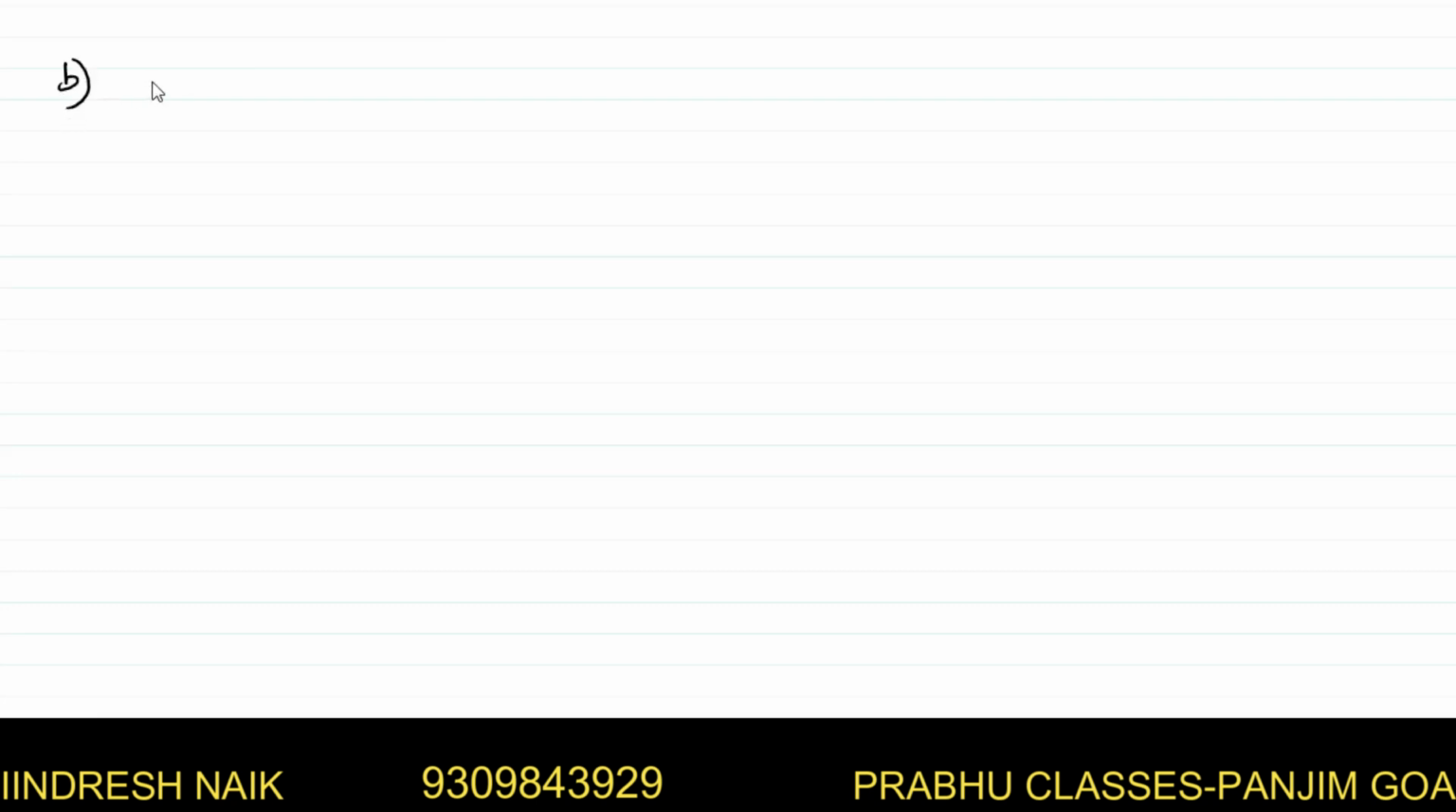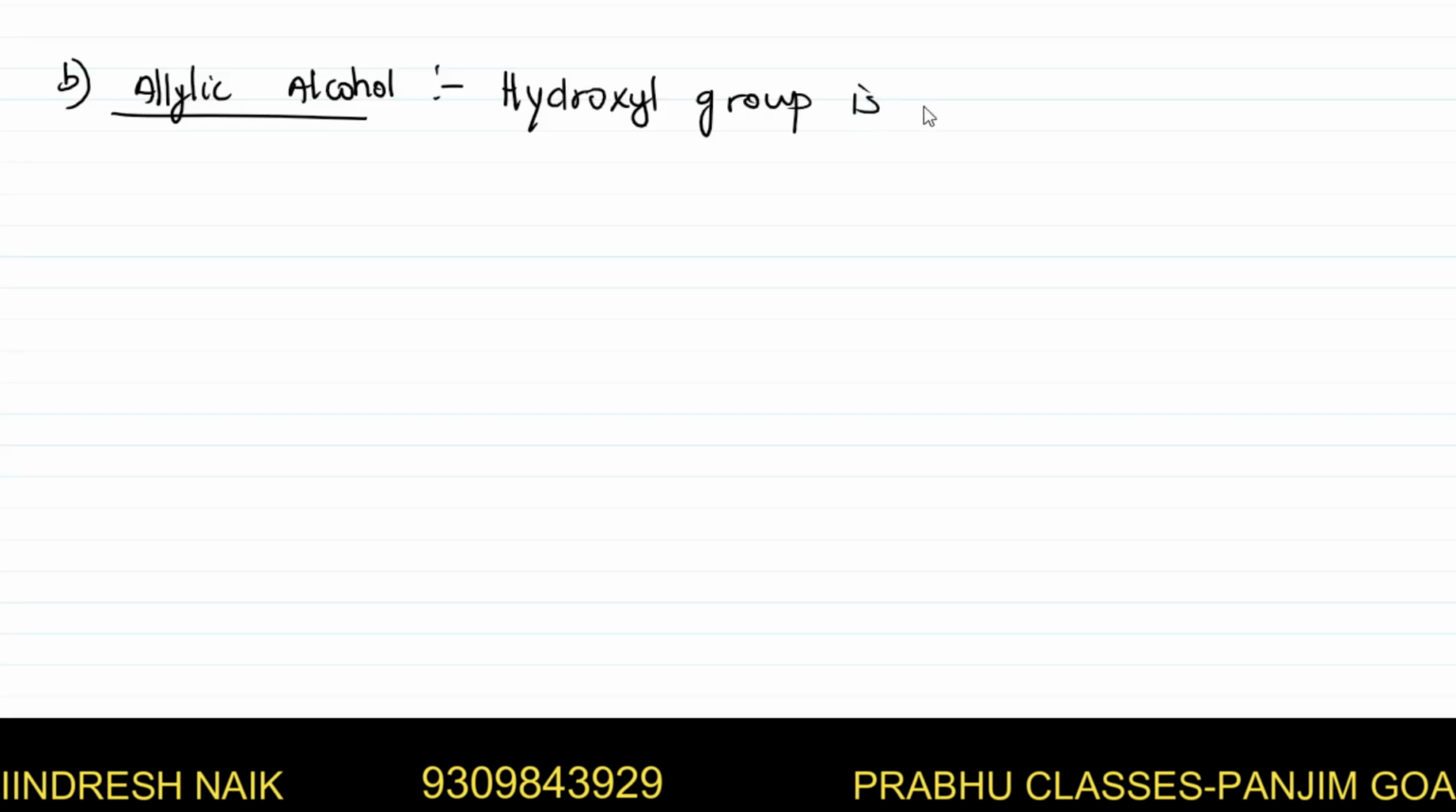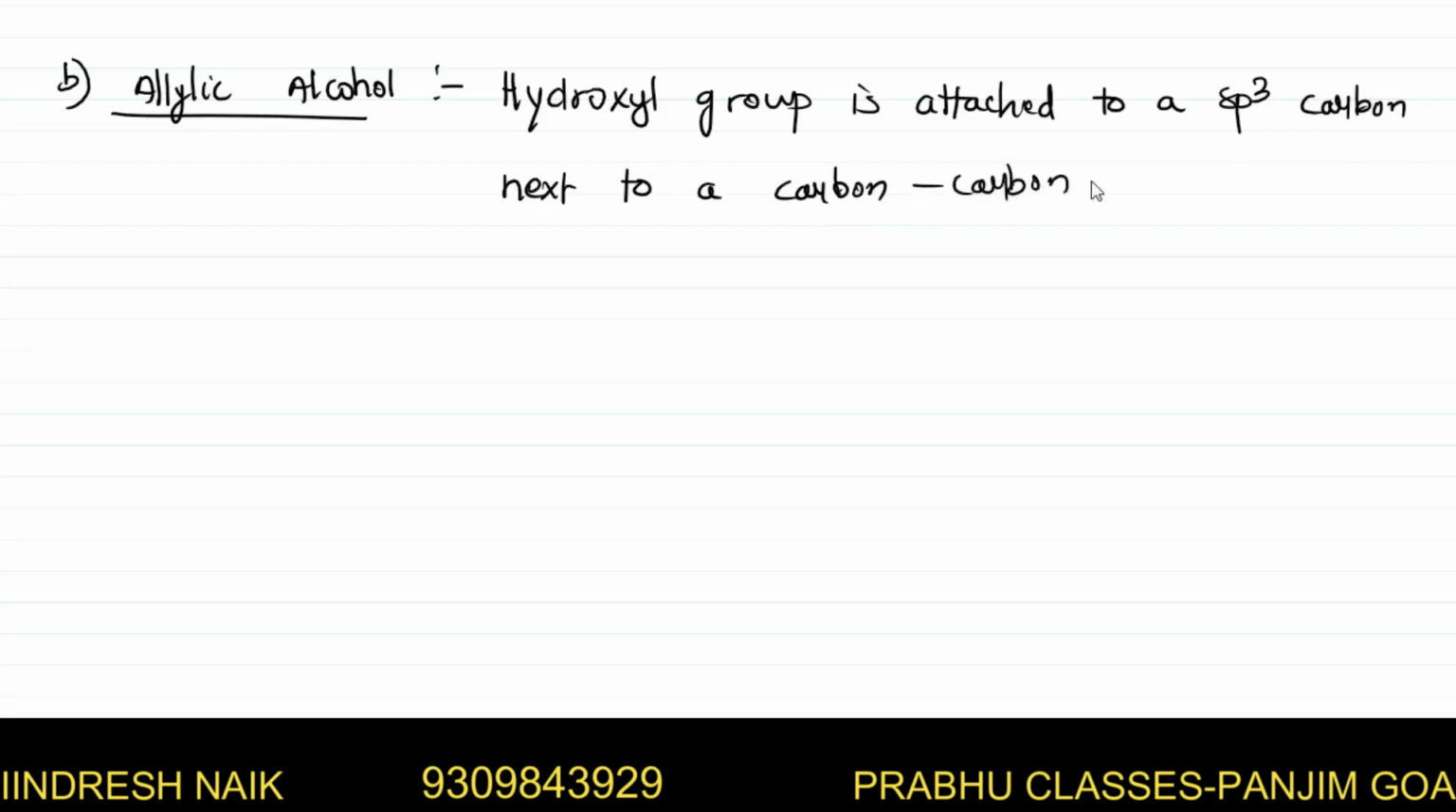Just label that as primary, secondary, tertiary, and this is allylic alcohol. Allylic alcohol means hydroxyl group is attached to a sp3 carbon next to the carbon-carbon double bond. Means I'm talking of this alcohol.